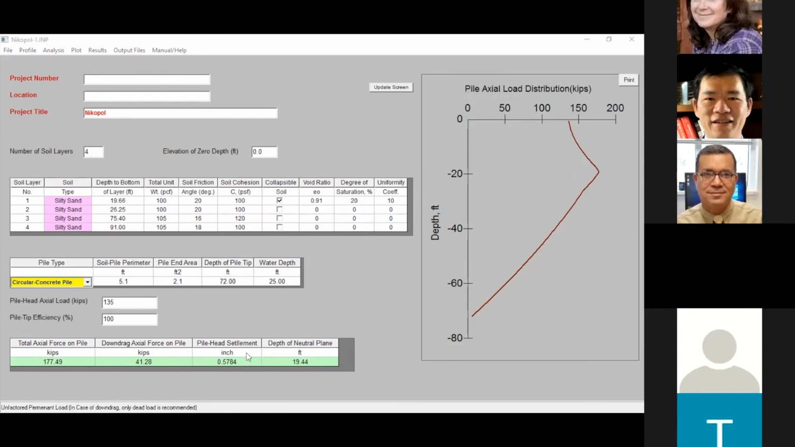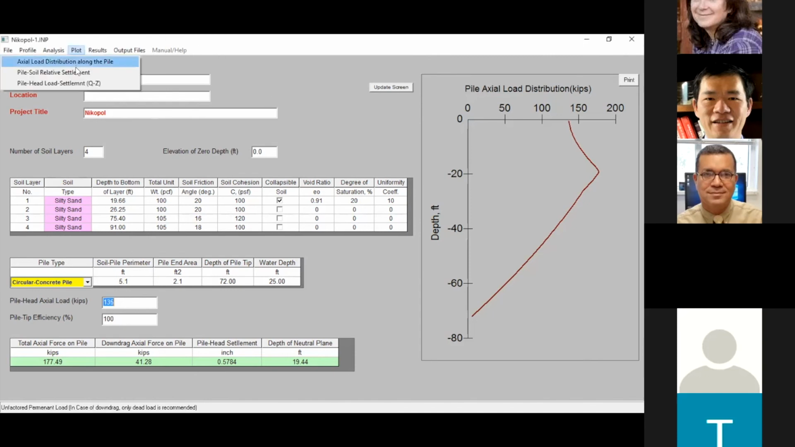The pile head settlement, 0.57 inch, under the axial load, both of them, the pile head load and the down drag force. The amount of the down drag force here, which is from here to there, is around 42 kips. And of course, the total axial load is 177, which is this plus that. Okay, so you can see there. What do you need to see else?